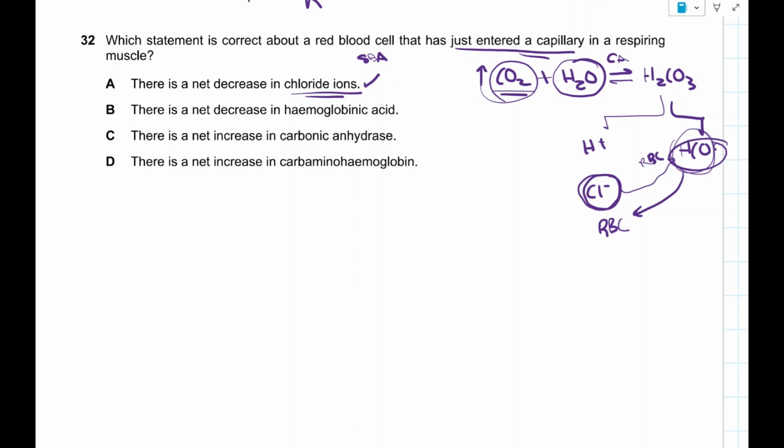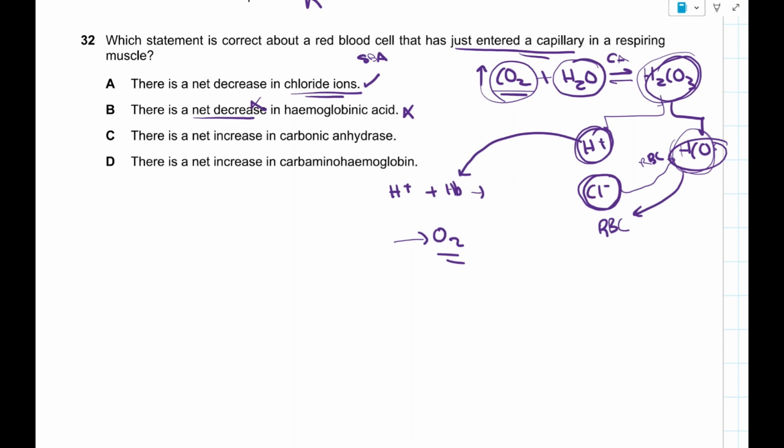For B, there is a net decrease in hemoglobinic acid. Now this is incorrect. Hemoglobinic acid is formed when hydrogen ions combine with hemoglobin. This forms hemoglobinic acid. Hemoglobinic acid has a lower affinity to oxygen. This means that oxygen is released more easily. Now, this is incorrect. There isn't a net decrease. Actually, it increases because we said when carbonic acid dissociates, it releases hydrogen ions. And then when hydrogen ions combine with hemoglobin, this reduces the affinity, and then oxygen is released. Therefore, this must be a net increase in hemoglobinic acid, not decrease.